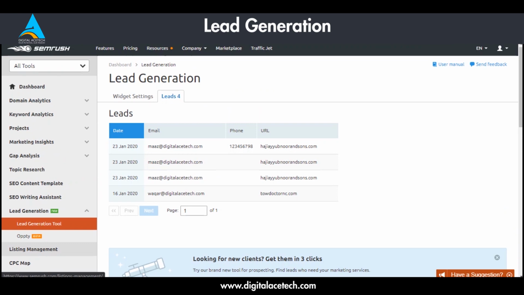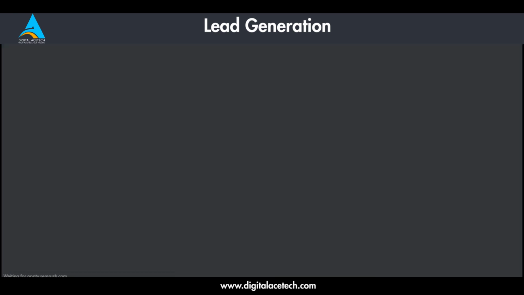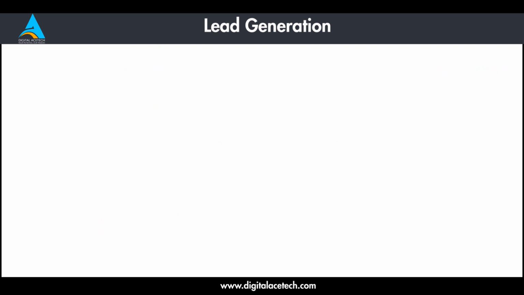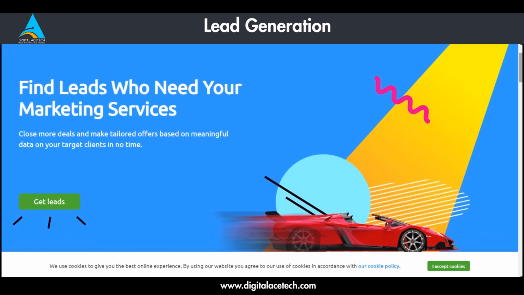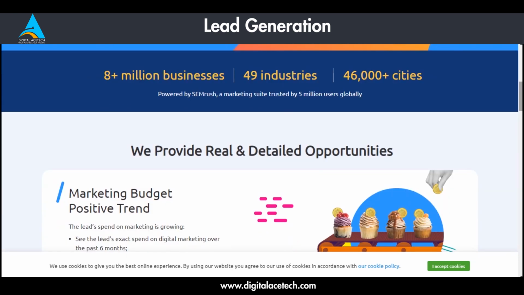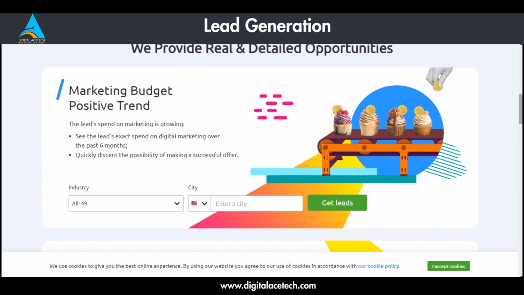We're going to go to this Opti section now to see how it works. It is apparently the beta version, so we're going to see what it is and how exactly it can be used. Okay, so this is apparently another lead generation tool. Find leads who need your marketing services. Okay, so close more deals and make tailored offers based on meaningful data on your target clients in no time. So this is specifically a tool that has been introduced by SEMrush to generate leads and to communicate with them in an effective manner. So this is something new, and this is a beta version, so this is still in process.